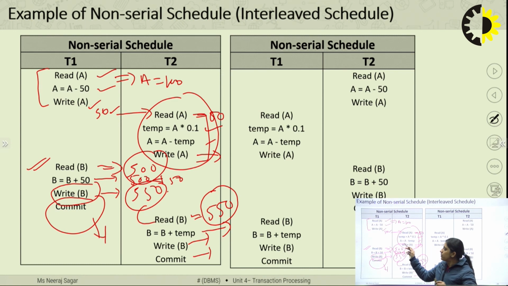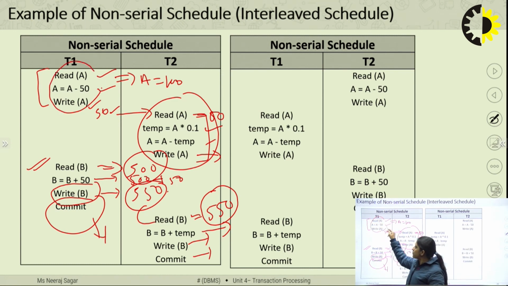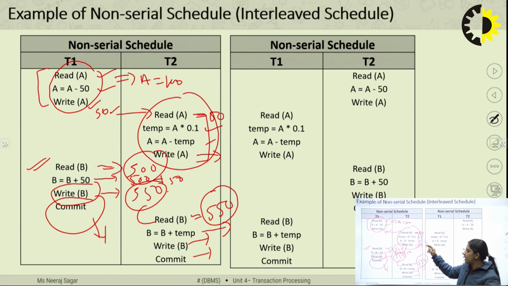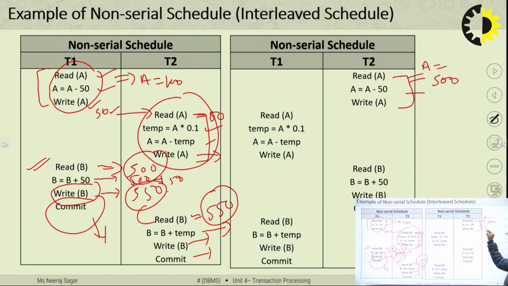It means interleaved scheduling. Some part of T1 is executing, after that some part of T2 is executing, again T1 is starting and again T2 is starting. Here we can also start this example from T2. In this non-serial scheduling, we start the transaction from T2. First of all, it reads the value of A, whatever value we initially take, that is 500. Then we perform the operation A minus 50, that is 450, and then we write the value of A, that is 450.